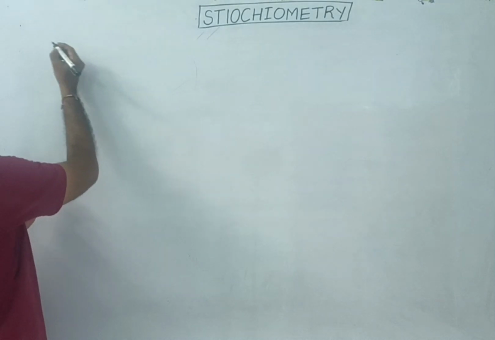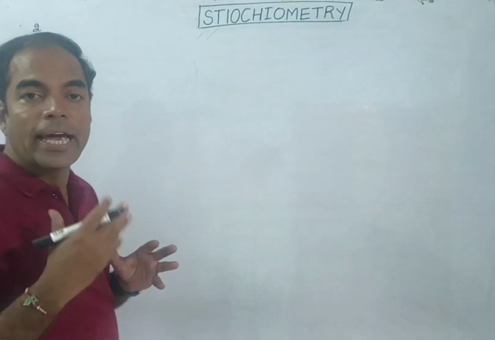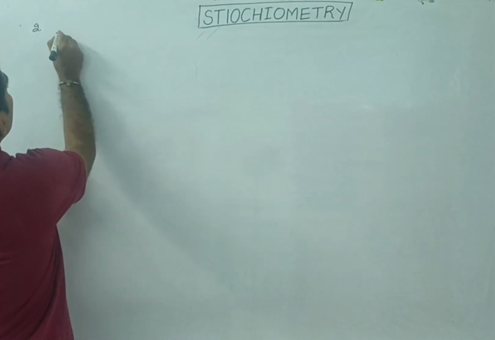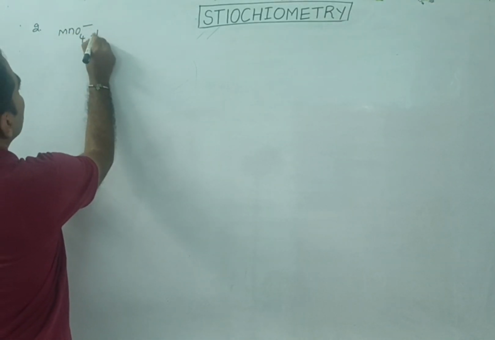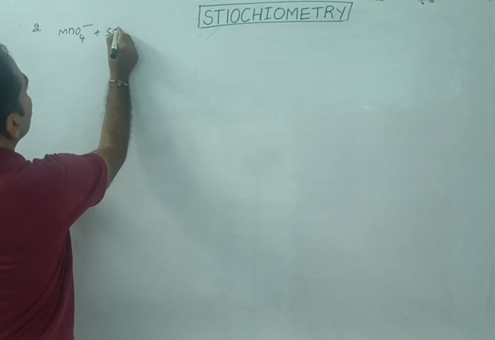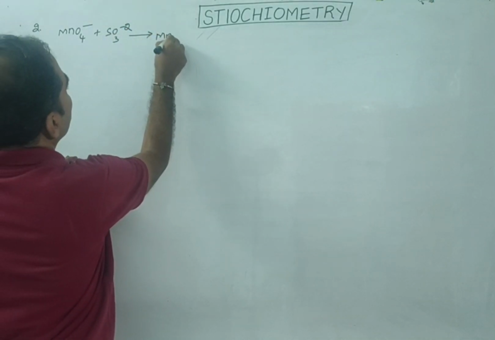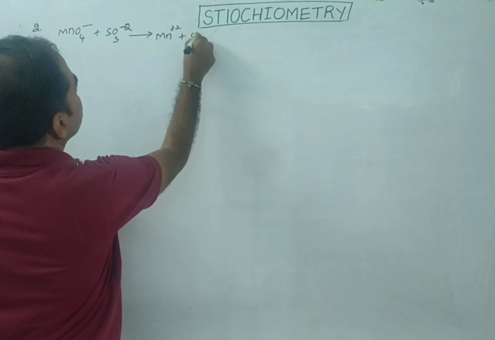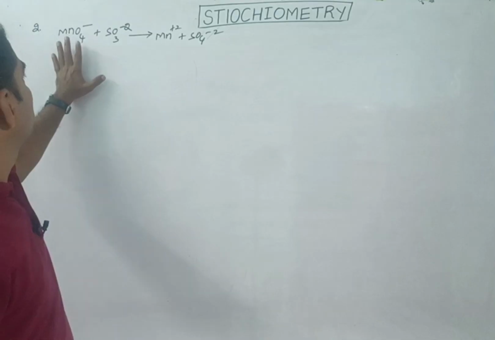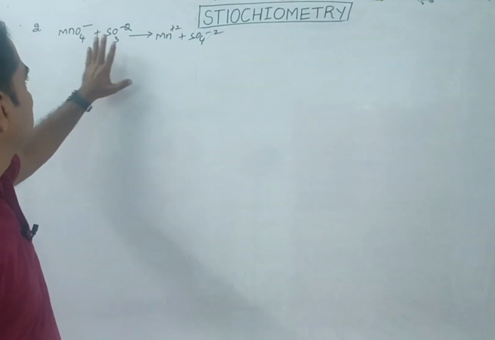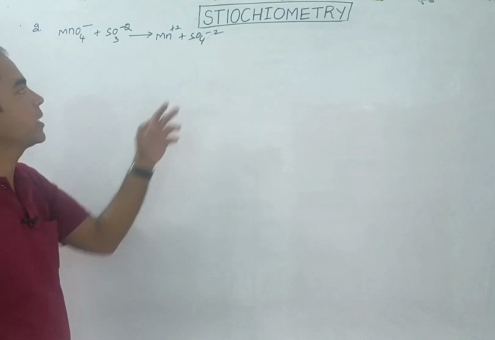Dear students, here is one more example, that is the second one. Balance a chemical equation in acidic medium. Here MnO4 minus plus SO3 2 minus gives rise to Mn plus 2 plus SO4 minus 2. This is permanganate ion, this is sulfite ion, this is Mn plus 2, this is sulfate ion.